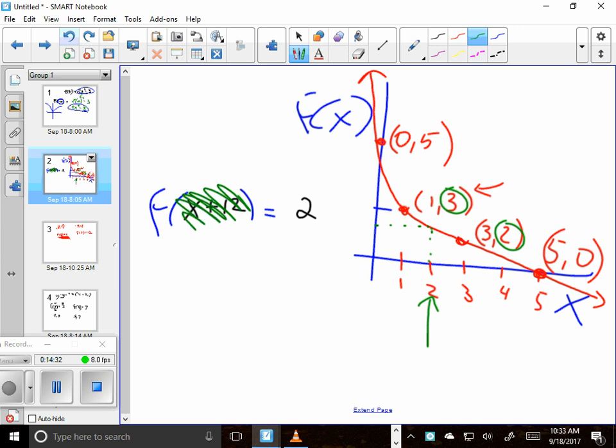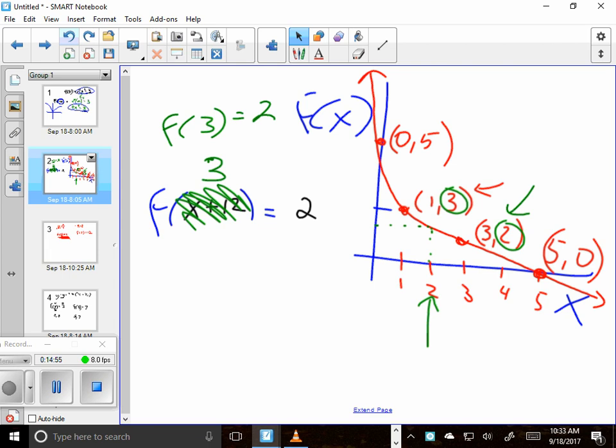F of what is 2? Sam? I think it's 9. Just hold on. I think that's the final answer. F of what right here gives me 2. F of 3 is 2. I'm going to write that. F of 3 is 2. I can prove it because there's a point right there, 3 comma 2. Cool. Now what's underneath the scribble has to be 3. So what is underneath the scribble?